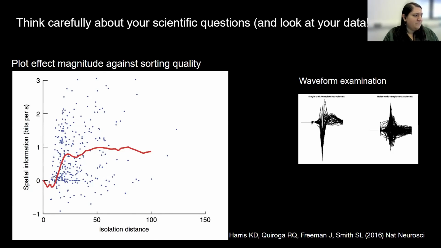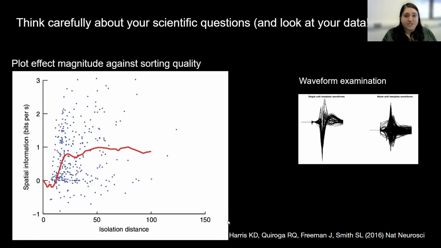So here I'm showing an example plot. The specific scientific question here doesn't matter, but they're basically plotting some variable of interest, here spatial information, in the population of neurons they recorded. And what they wanted to check is that the effect they see, which is that there's a positive amount of spatial information in their population, isn't a confound and isn't only true because of poorly isolated neurons.